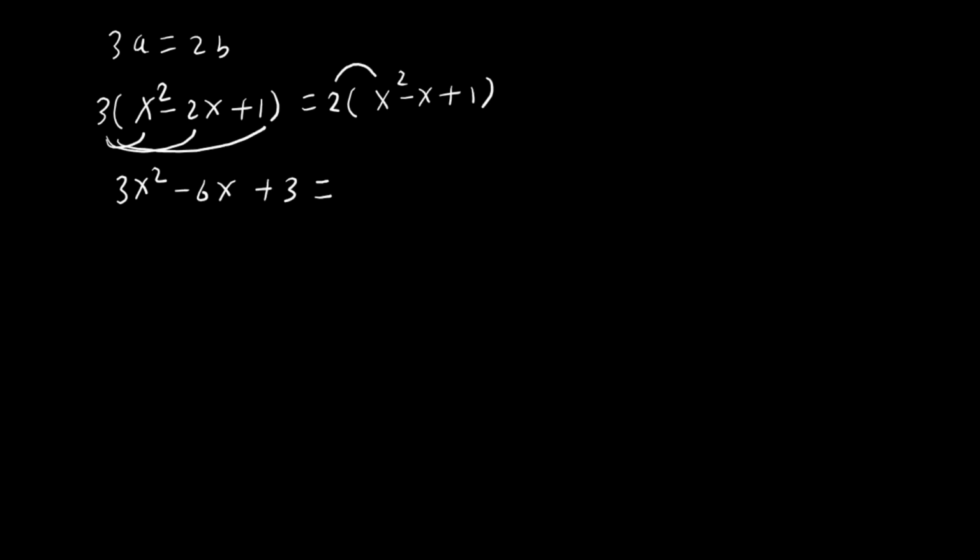This is equal to 2 multiplied by x square, 2x square. 2 multiplied by minus x gives minus 2 times x, and 2 multiplied by plus 1 gives 2.